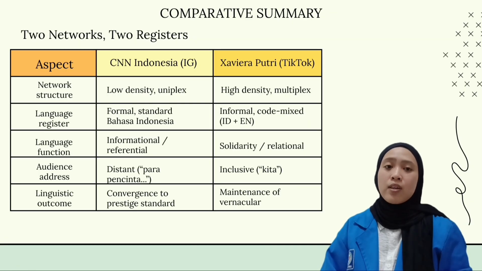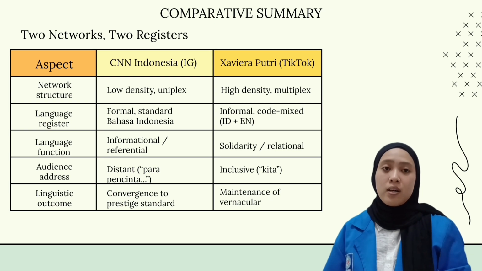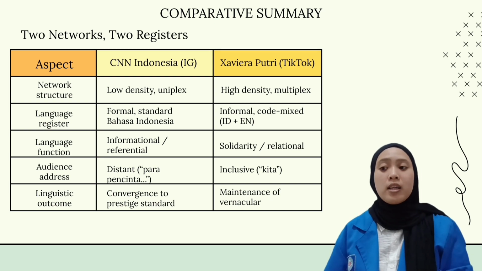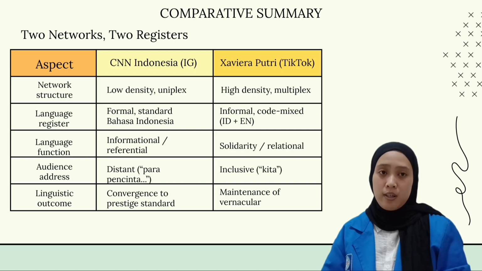Two networks and two registers. Aspect, network structure: CNN Indonesia, low density, uniplex. Safira Putri, high density, multiplex. Language register: CNN Indonesia, formal standard Bahasa Indonesia. Safira Putri, informal, code mixing Indonesian and English. Language function: CNN Indonesia, informational or referential. Safira Putri, solidarity and relational.